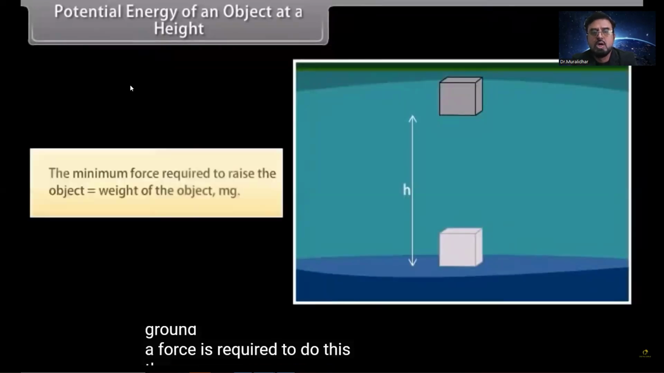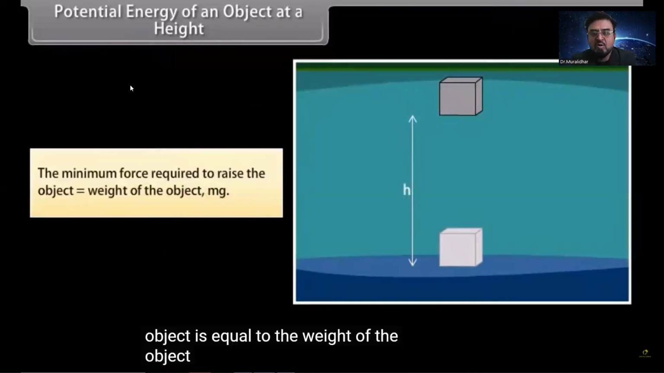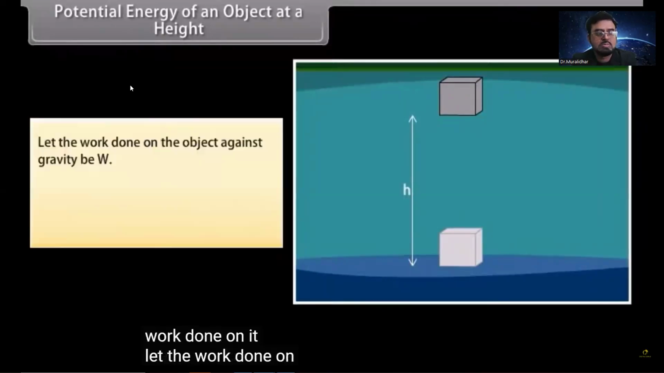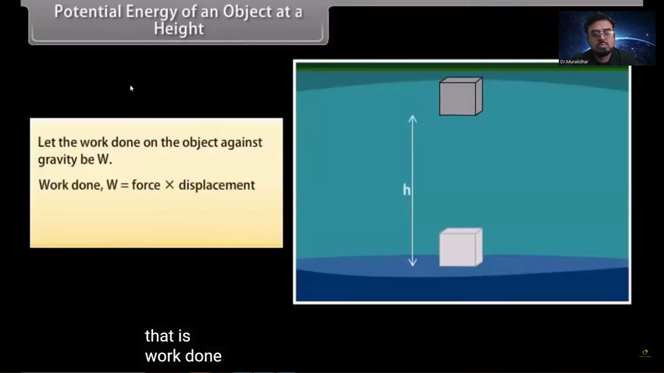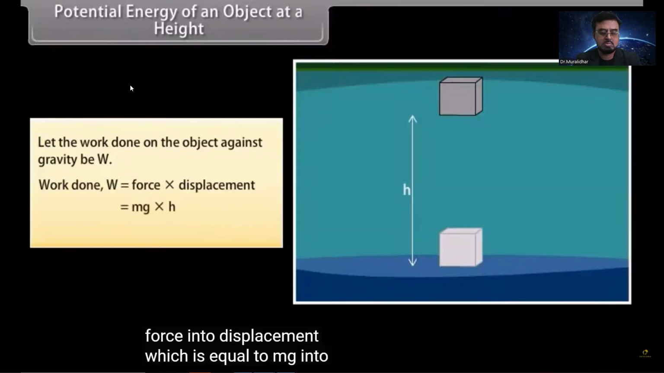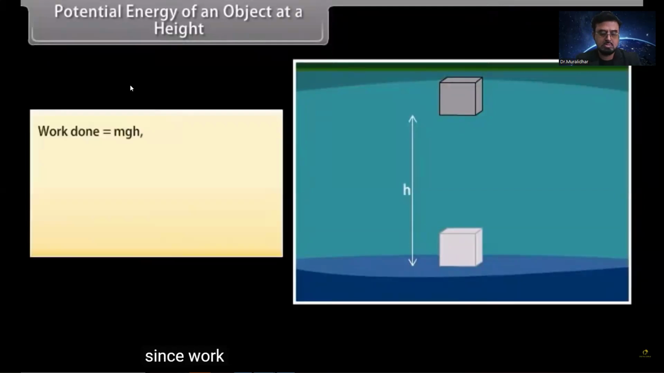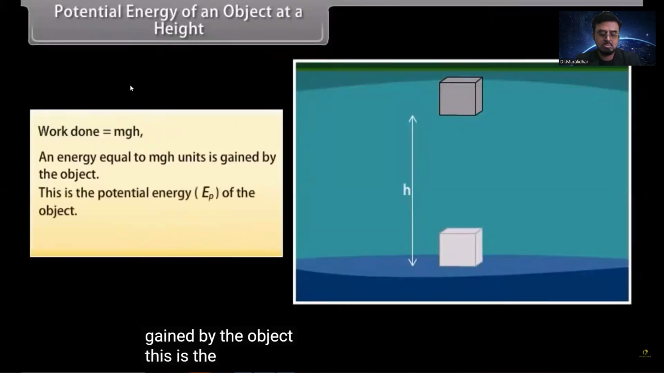The minimum force required to raise the object is equal to the weight of the object. The object gains energy equal to the work done on it. Let the work done on the object against gravity be W. That is, work done W is equal to force into displacement, which is equal to mg into h, which is equal to mgh. Since work done on the object is equal to mgh, energy equal to mgh units is gained by the object. This is the potential energy of the object.